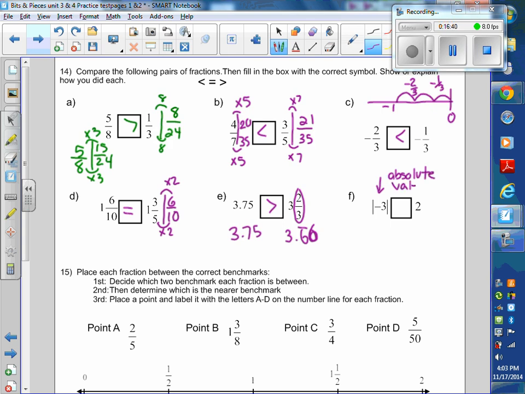Absolute value means how far from 0 is the number. So -3 is just 3 units from 0. So the absolute value of -3 is just 3.